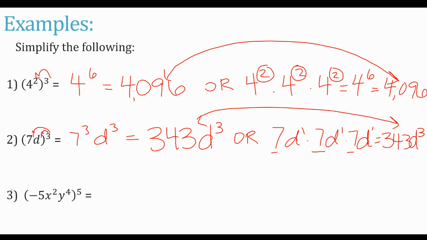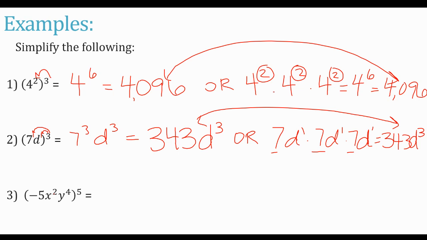Now let's take a look at question number 3. This is pretty long. We have negative 5x squared, y to the 4th, to the 5th power. I do not want to write this out 5 times. This is too much. Sometimes they're going to have you raise something to the 10th power or the 15th power where you don't want to have to write that out 10 times. So that's where that power rule really comes in handy.